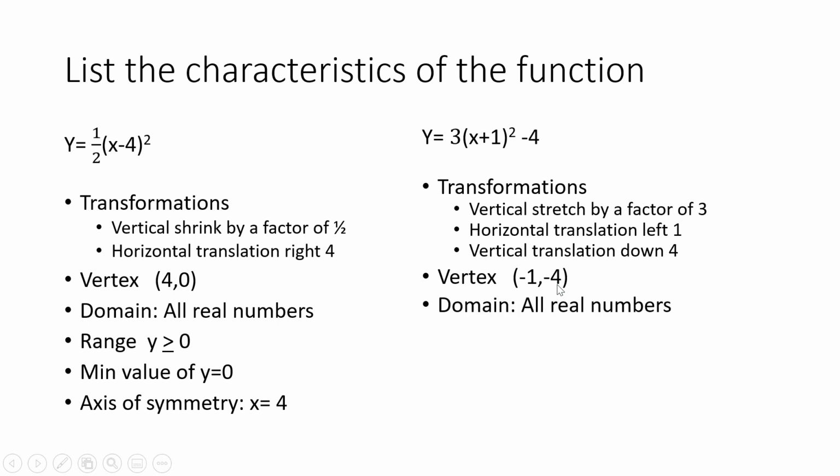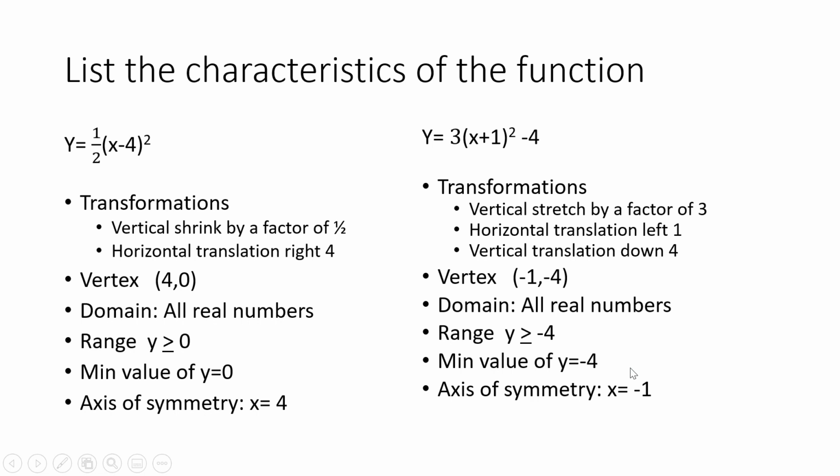Domain will be all real numbers. Our range will be y is greater than or equal to negative 4. That came from the y value of the vertex. The minimum value is equal to the y value of the vertex. The axis of symmetry is the x value of the vertex.